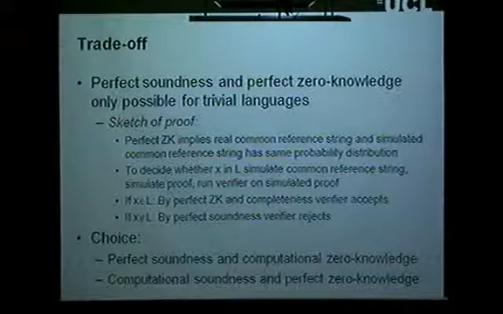So if we're looking at general NP languages, we have to make a choice. We could either get perfect soundness and computational zero knowledge, or we can get computational soundness and perfect zero knowledge. Or they can both be computational, of course.